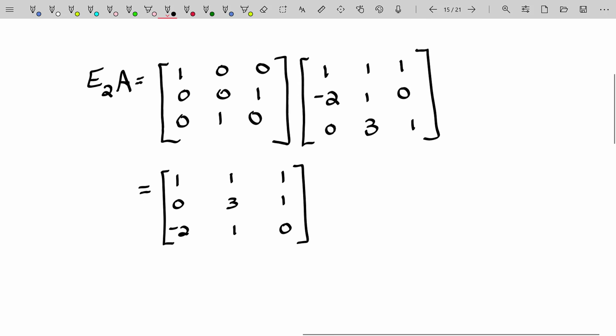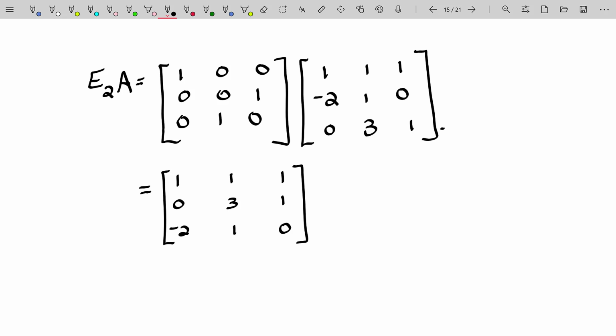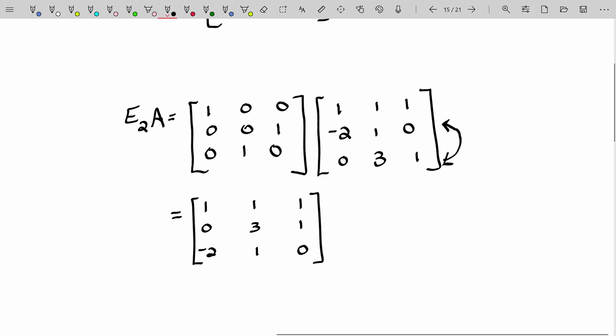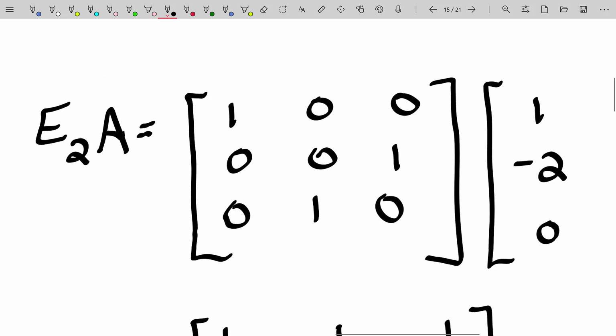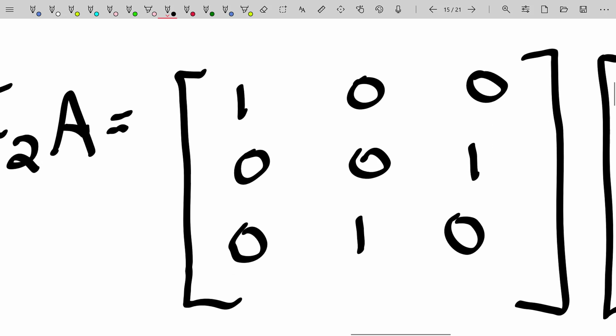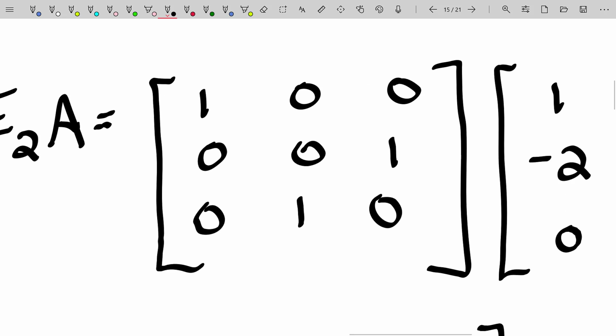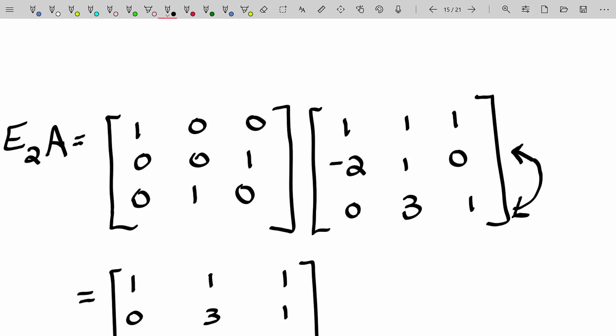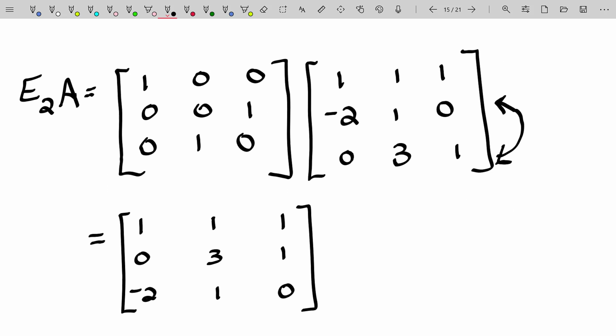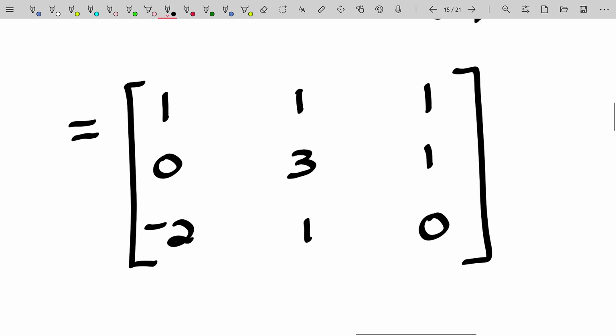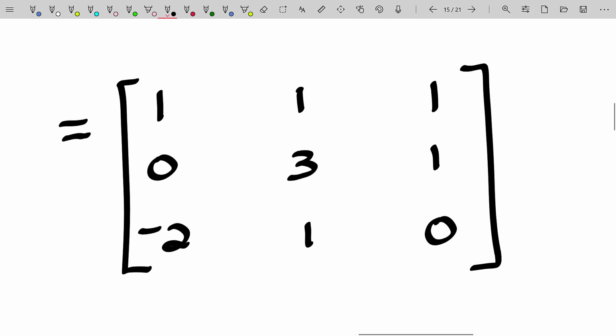But look what it did. It just swapped rows 2 and 3. So it turns out whatever elementary row operation we do to the identity matrix, if we apply that resulting matrix to any properly sized matrix through left side multiplication, that product will result in the same elementary row operation being done on that matrix A.